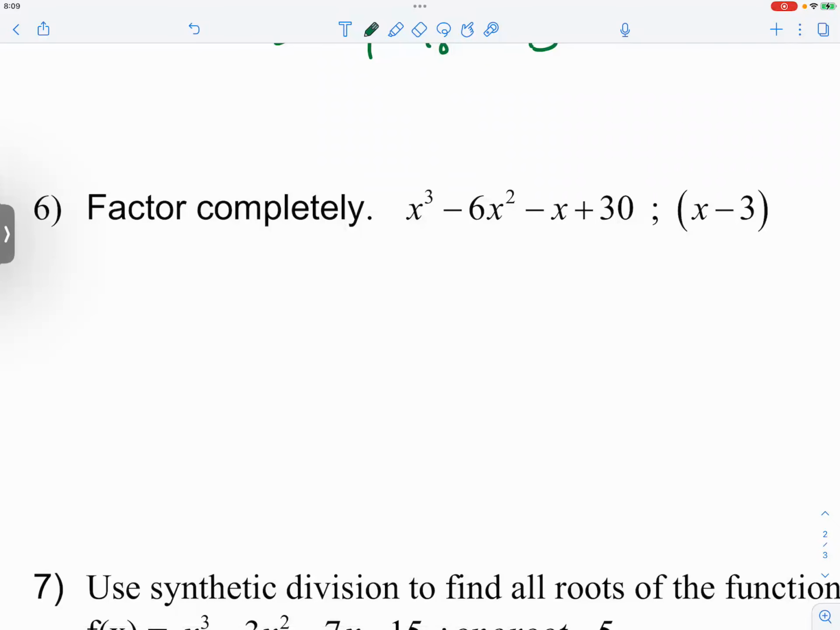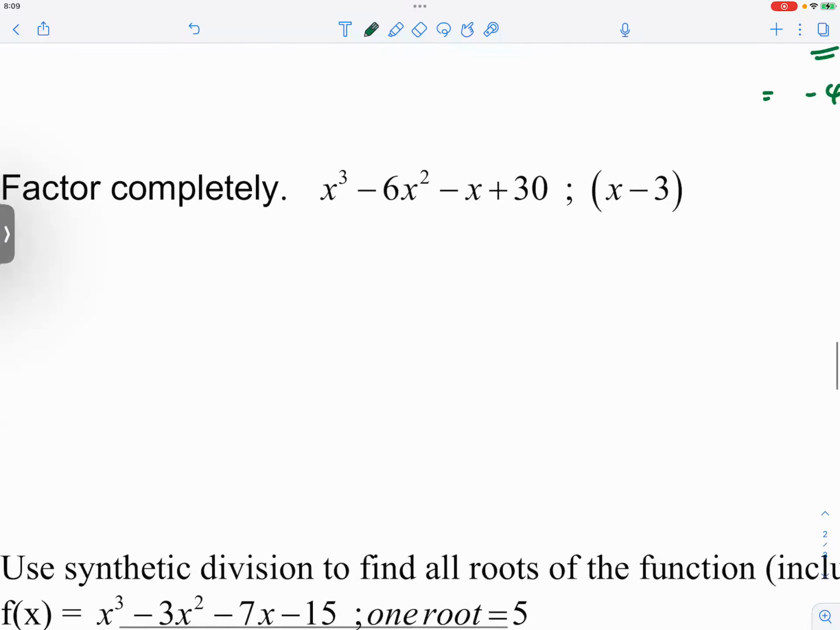Now, number six. Now, it's going to say that factor completely. So you have the polynomial right here. This is a known factor. And again, if it's a factor, that means one thing. We know the remainder must be zero.